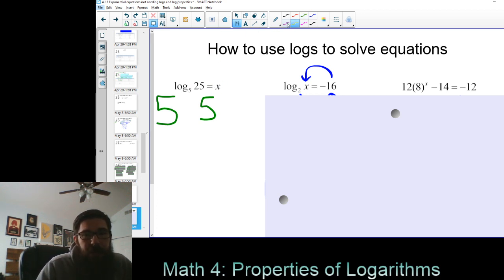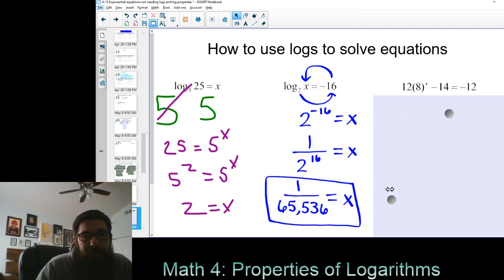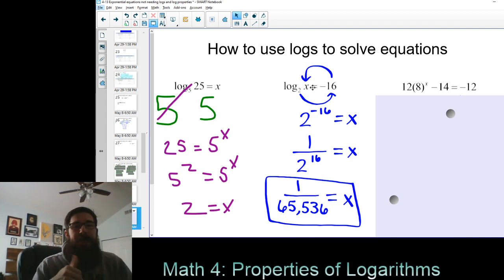Here's what happens. 5 raised to the log base 5, because these numbers are the same, equals 5 to the x. What value does it have to be? 2 is x. That's another way to approach that. Okay, repeat the same process for this guy. This is just taking a logarithm and rewriting it in exponential form.